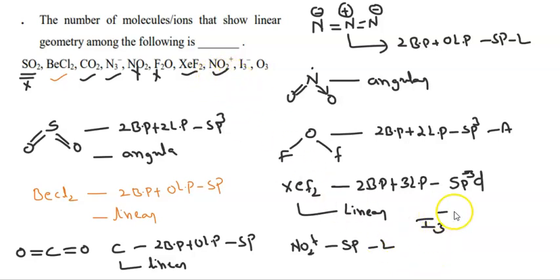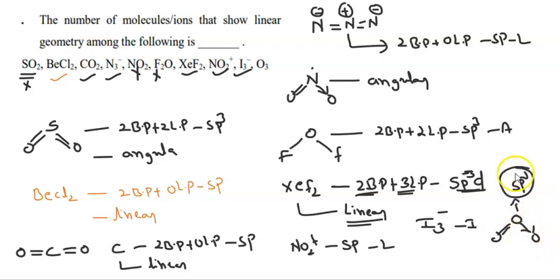And I3 minus, the central atom iodine is also having 2 bond pairs and 3 lone pairs. sp3d hybridization, linear, which is the correct answer. Ozone, O double bond O, and 2 bonds towards oxygen. The central atom oxygen is sp2 hybridized and angular geometry, so which is the wrong answer. So linear geometry is there for 1, 2, 3, 4, 5. 5 is the correct answer for this question.